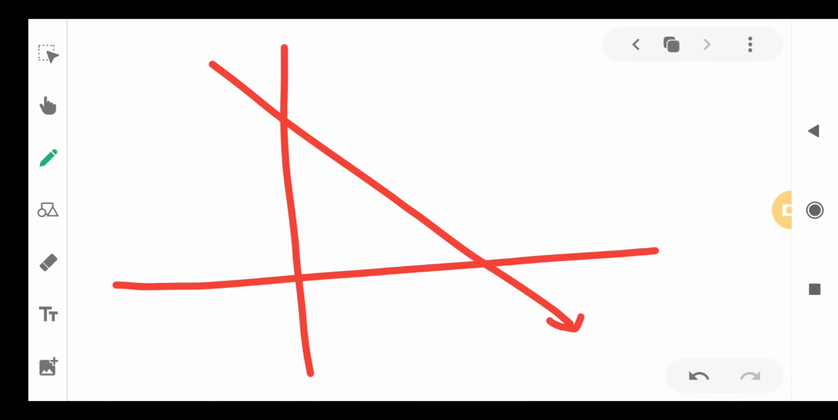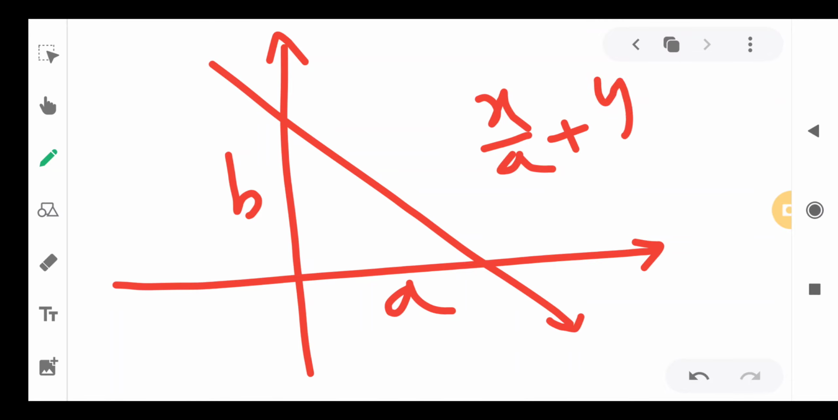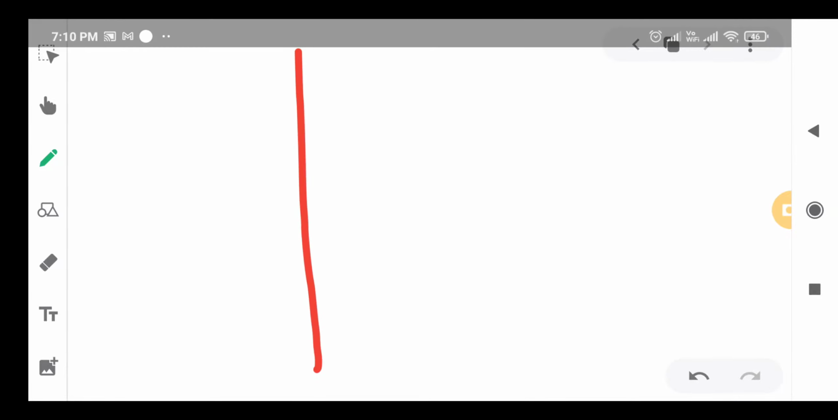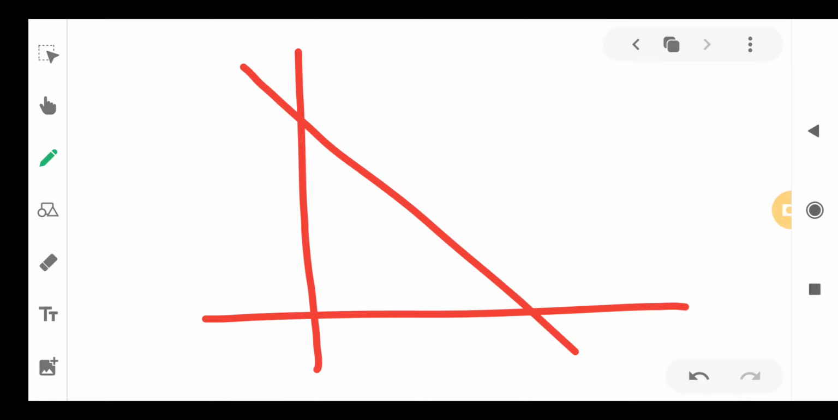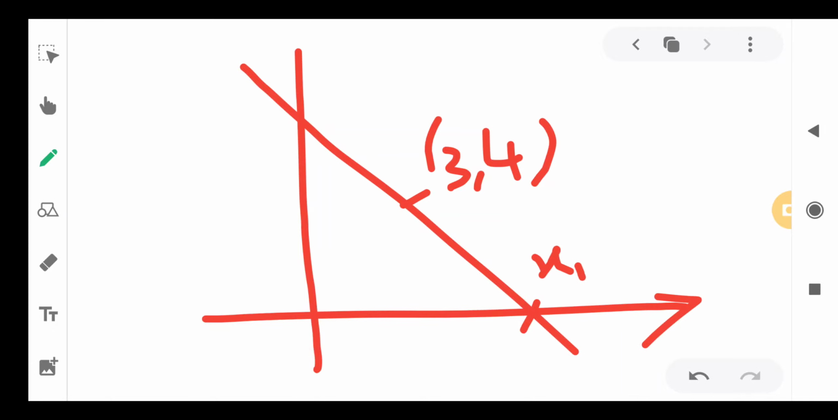So suppose this is the x-axis and y-axis, and the intercept is A and the other intercept is B. What is the equation of a straight line in the intercept form? It is x by A plus y by B is equal to 1, the equation of a straight line having intercepts A and B. In our case, what are the x-intercept and y-intercept? Because it is on the x-axis, the coordinate will be of the form (x1, 0). So it cuts at (x1, 0), and it cuts at (0, y1).